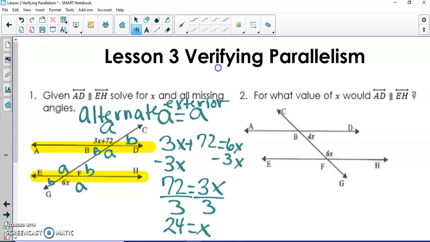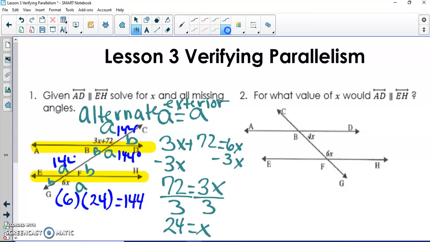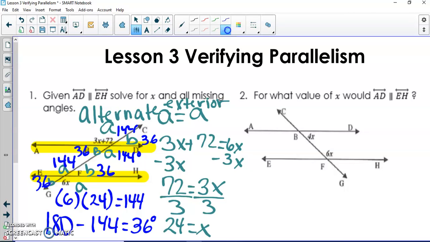Then it wants me to solve for all my missing angles. So I'm going to plug in 6 times 24, and I'm going to get 144 for those angle measures. So all of my A's have to be 144 degrees. For all of my B's, an A and a B add up to 180, so I'm going to do 180 minus 144. This gets me 36 degrees, so all of my B's are 36. That's all we're doing for that one. We already knew that they were parallel.